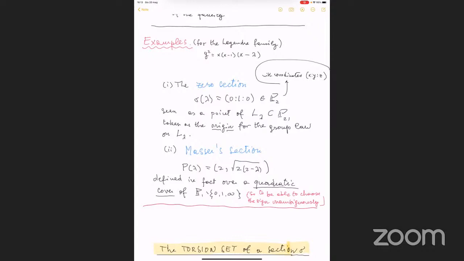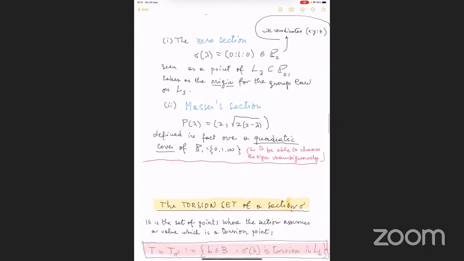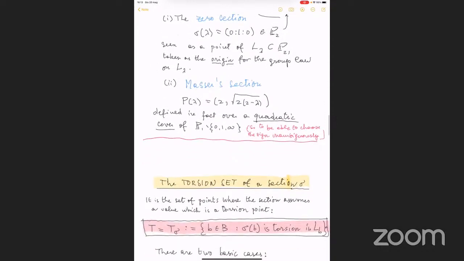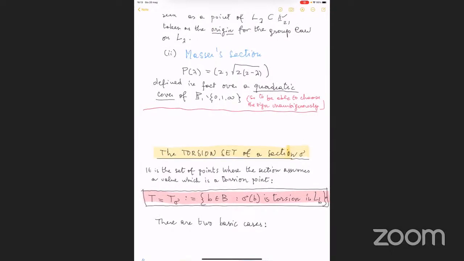But we must view this point as a point of the curve L lambda. So this is more precise rather than seeing this point as a point of the projective plane. We must think of it as a point of the fiber curve. And then another section, I call it Masser's section, because Masser used this section to formulate some of the problems which will be relevant here.